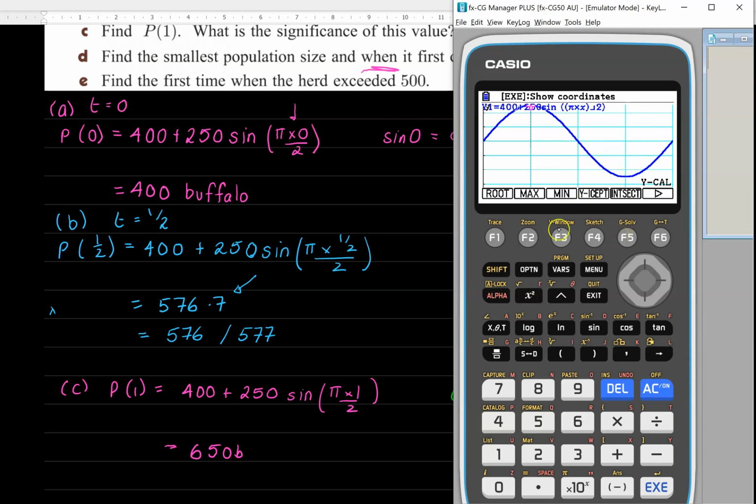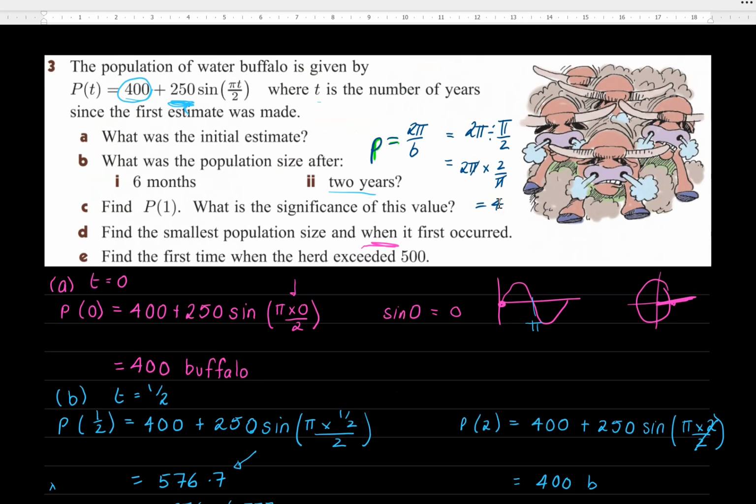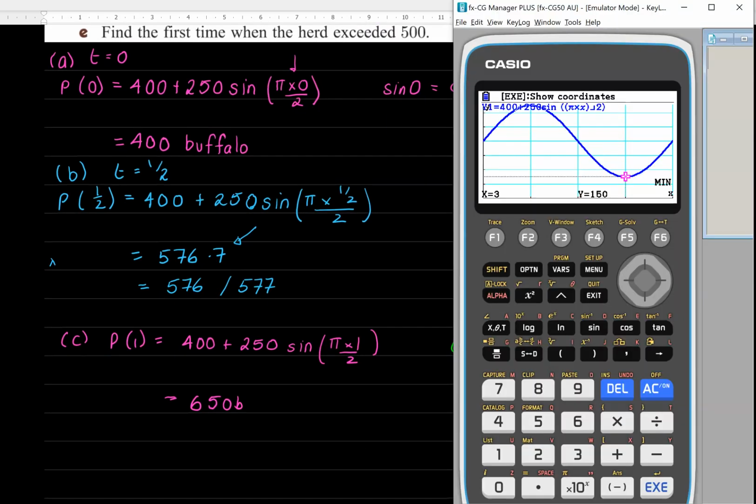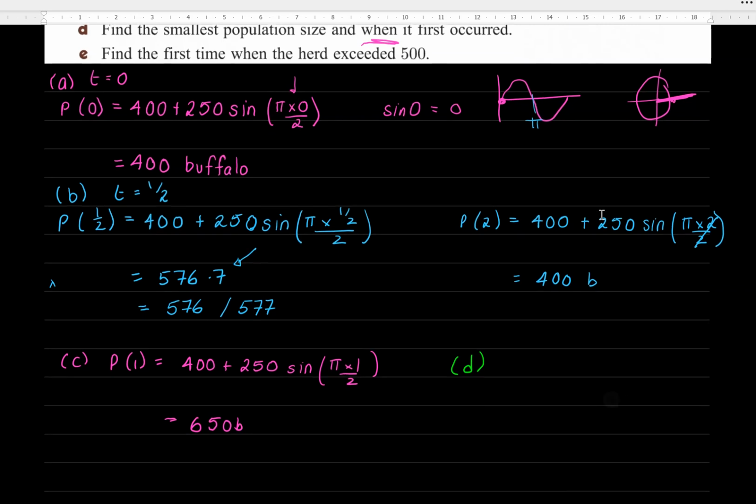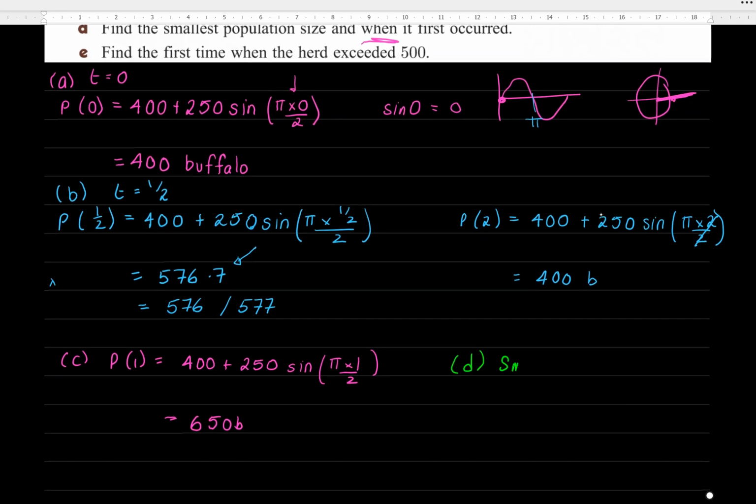We go gsolve min. Right, so when t is 3, and what was t again? Years. So after 3 years, your minimum is going to be 150. So the smallest size of the herd will be 150 buffalo. Okay, and this occurred at 3 years.